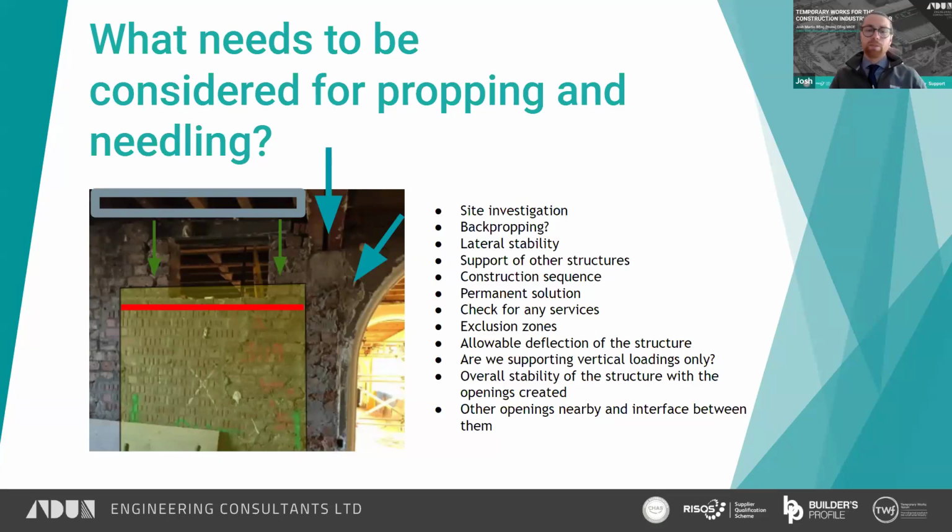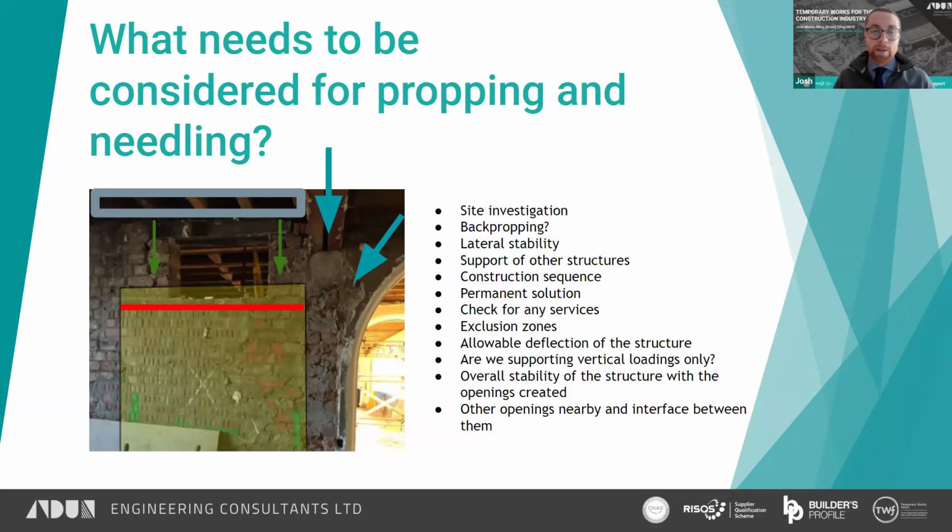And then overall stability of the structure with the openings created. So if this wall is acting as a shear wall of some description, then a global stability assessment may well be necessary because we're cutting a big hole in it. There should be somebody reviewing this, whether you can turn the structure into that Swiss cheese that I was talking about earlier with all holes in it, and can they all be completed at once? Other openings nearby and the interface between them.